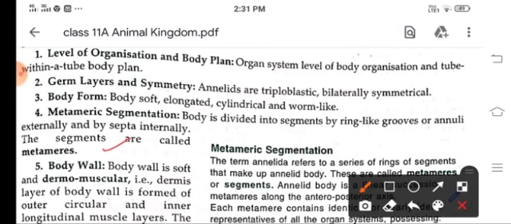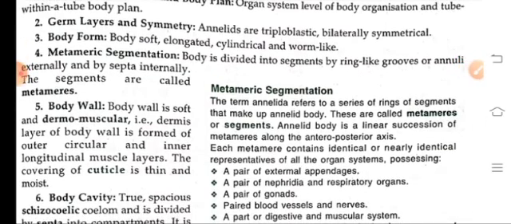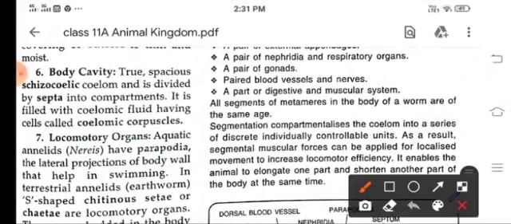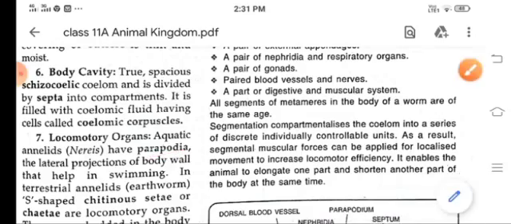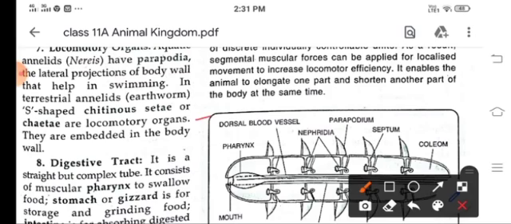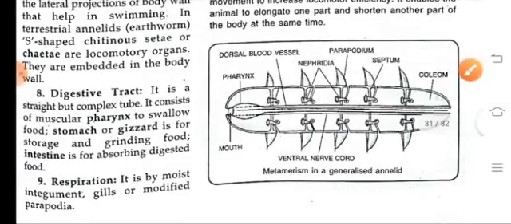Body wall is soft and dermomuscular, that means the body wall is formed of an outer circular and inner longitudinal muscle layer. The cover is a cuticle which is thin and moist. Now the body cavity is schizocoelic and it is divided by septa into compartments. They have locomotory organs. Aquatic forms have parapodia for locomotion, and terrestrial forms have chitinous setae as a locomotory organ.